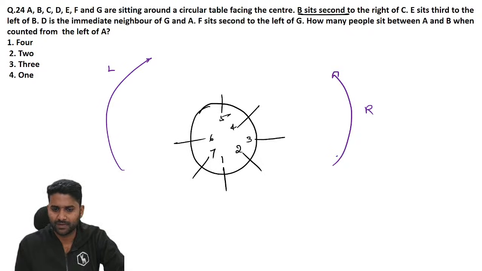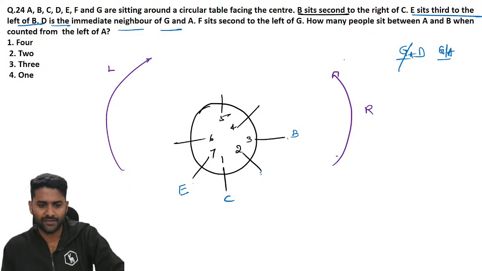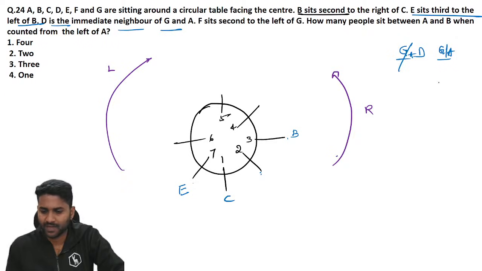First data: B sits second to the right of C. Fix C. First right and second right, B. E sits third to the left of B. First left, second left, third left. D is the immediate neighbor of G and A. F sits second to the left of G. F is the second left of G.